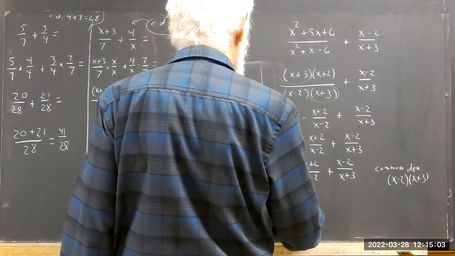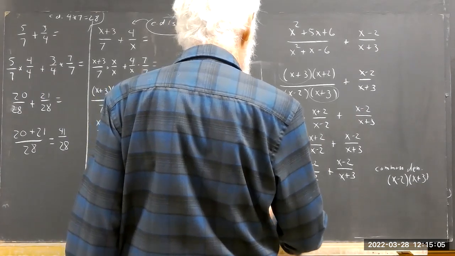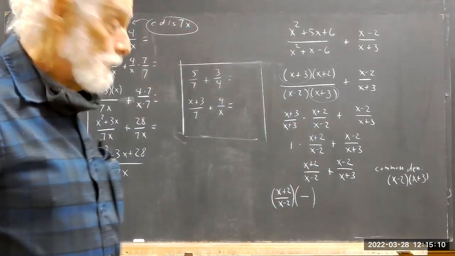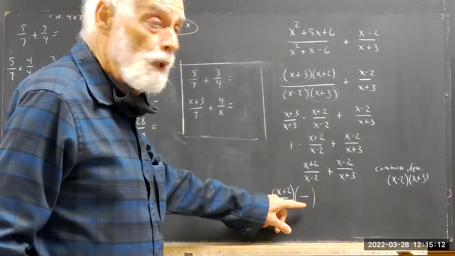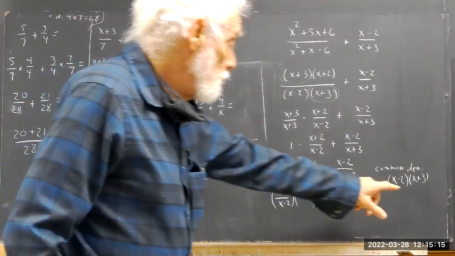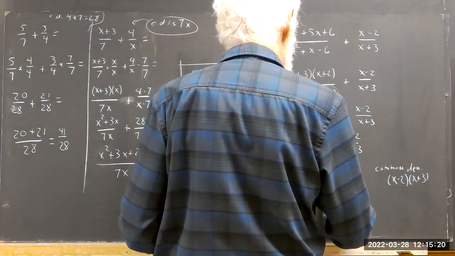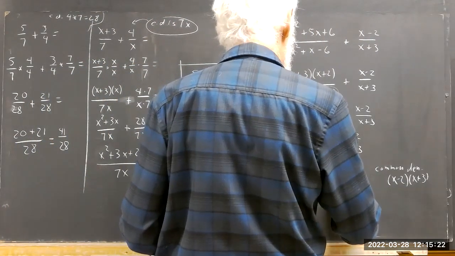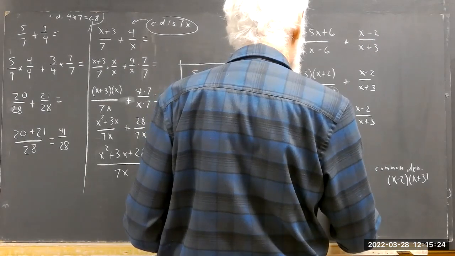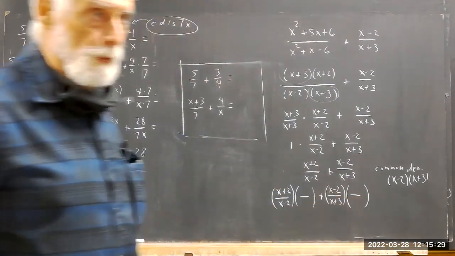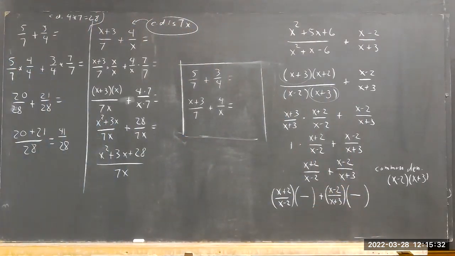Well, I have to have (x + 2)/(x - 2) multiplied by something over itself. I have to multiply by 1. What do I have to multiply by in order to make the denominator (x - 2)(x + 3)? Then I've got (x - 2)/(x + 3) multiplied by something over something. Can you fill in that set of parentheses? Okay.